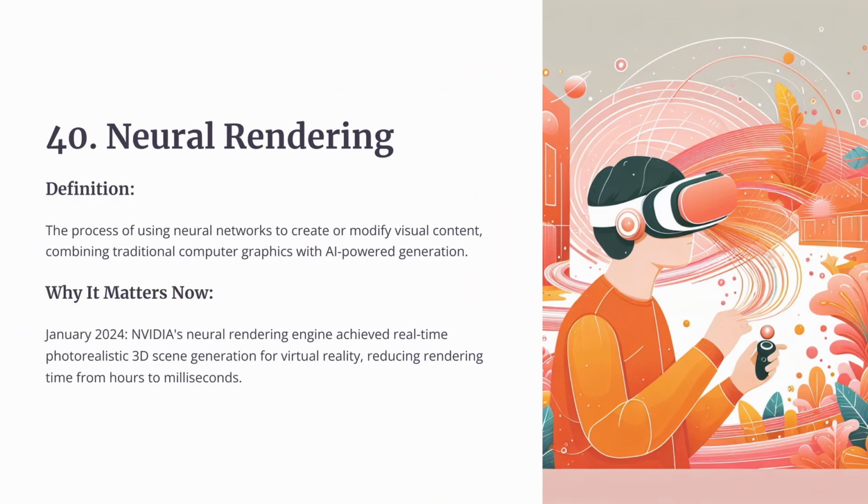Neural rendering is the process of using neural networks to create or modify visual content, combining traditional computer graphics with AI-powered generation. Think of this as giving AI the ability to be both a photographer and a CGI artist simultaneously. NVIDIA's breakthrough means we can now create photorealistic virtual worlds in real time. It's like having a movie production team that can create special effects instantly instead of spending months rendering them.